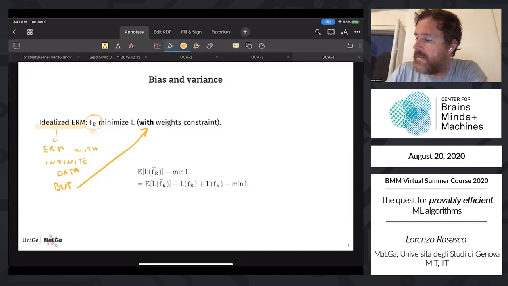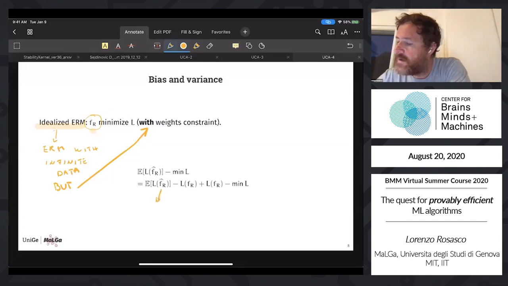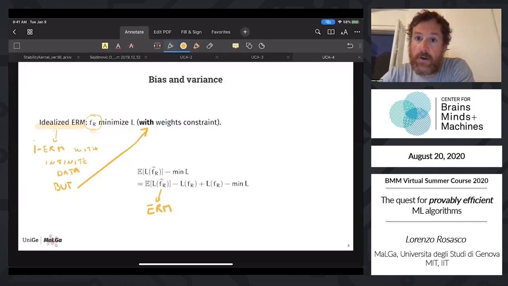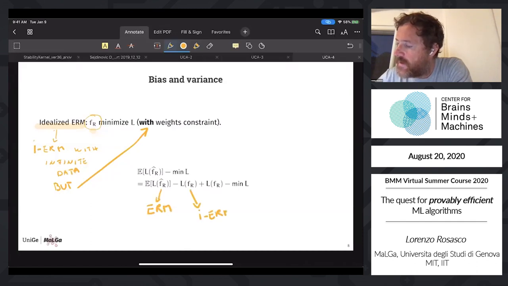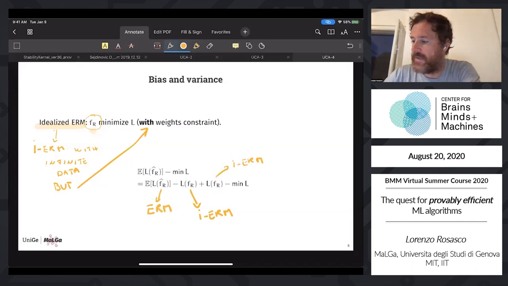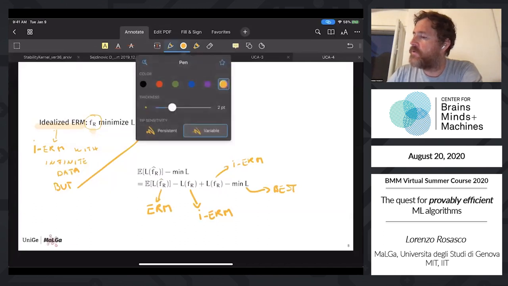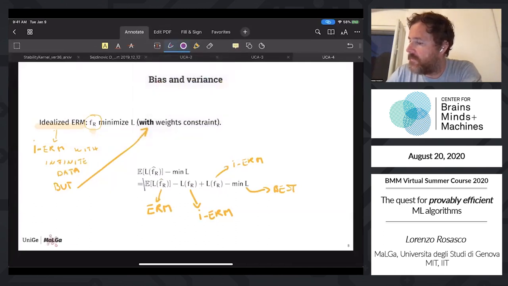Here, notice that F hat R is the empirical risk. Let's call this IERM, idealized ERM. So this is the idealized ERM, and this is the best. Now I want to look at these first two terms separately: I want to look at this term, and I want to look at this term.